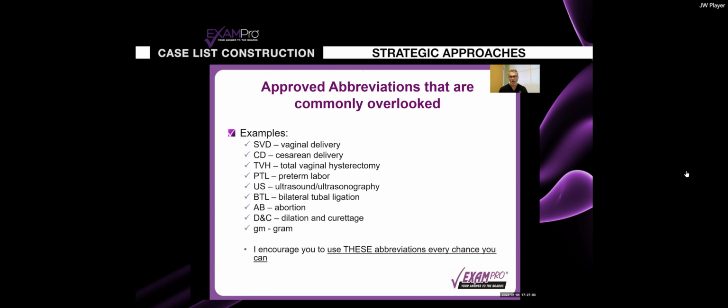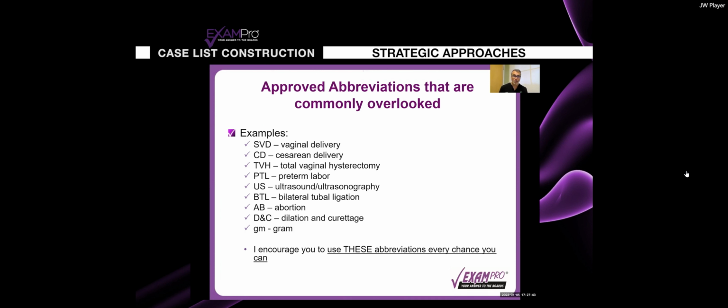So again, SVD, CD for cesarean delivery, TVH for total vaginal hysterectomy, PTL for preterm labor, US for ultrasound. I can't tell you how many times I see inconsistent use of terms and abbreviations related to imaging, and particularly for ultrasound. US is the abbreviation ABOG prefers for ultrasound or ultrasonography or sonogram. BTL for bilateral tubal ligation. I will note there is not an abbreviation for bilateral salpingectomy. Some people will use the abbreviation BS, and I think that sounds a little funny, but not that BS. The BS, bilateral salpingectomy. I think that has kind of taken root, and I think if you do use that abbreviation, you will be fine, but many people do write out bilateral salpingectomy still.